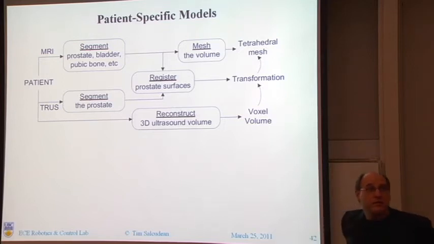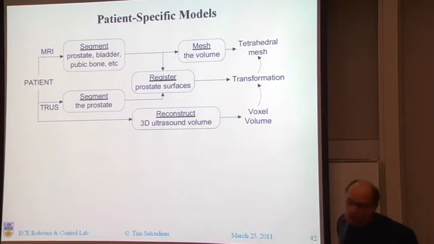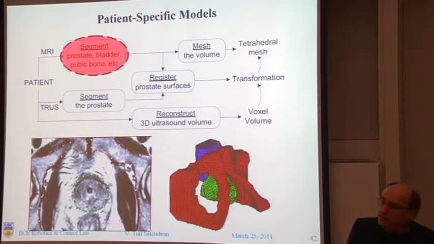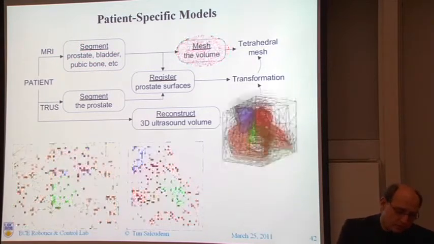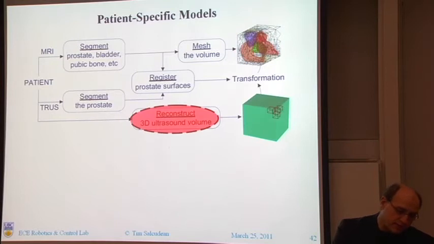Now, we can use these finite element models to create patient-specific models that we can use in simulators. Here's one such case where we take an MRI of a patient. We segment the prostate, bladder, the pubic bone, and so on, to generate a finite element model, which we fill up with a tetrahedral mesh. Then we do the ultrasound acquisition that I've described to you that generates a map of the elasticity.